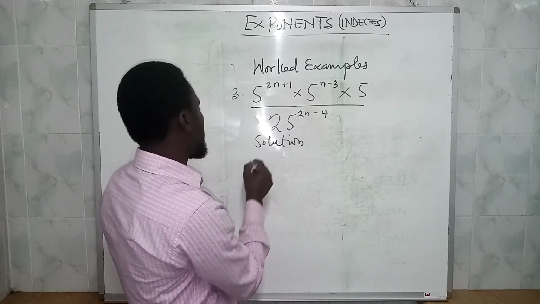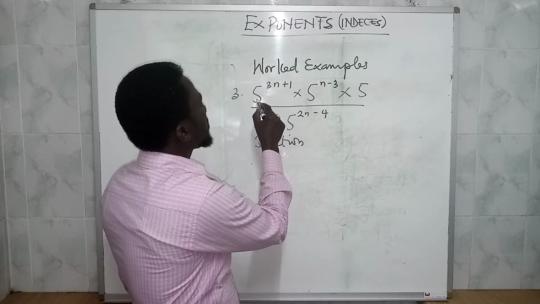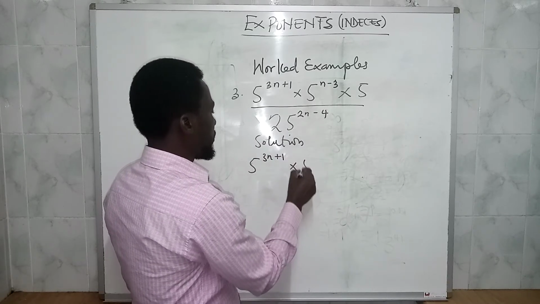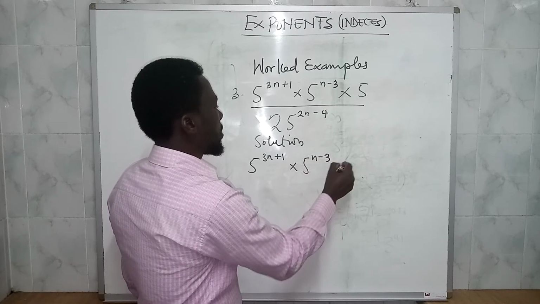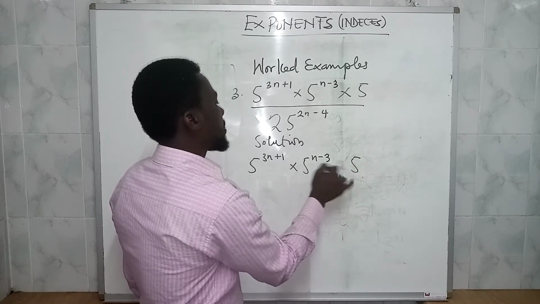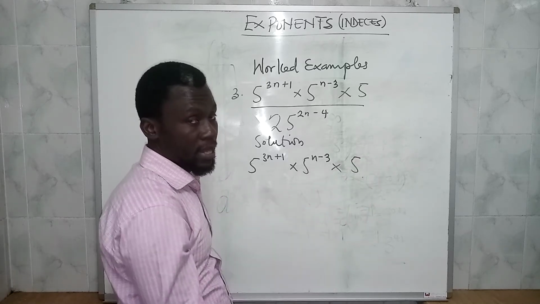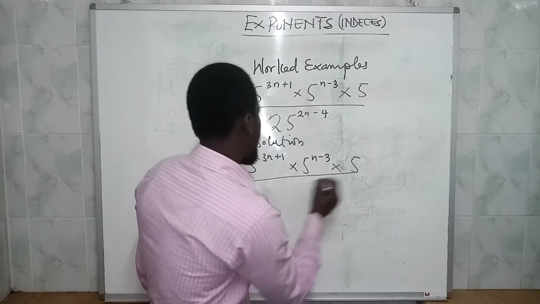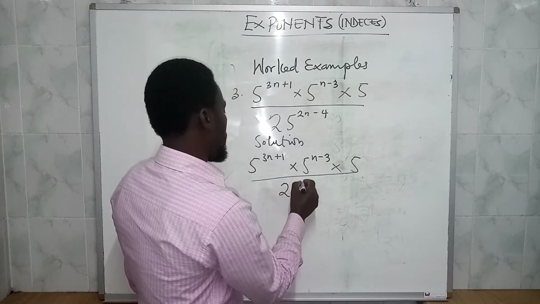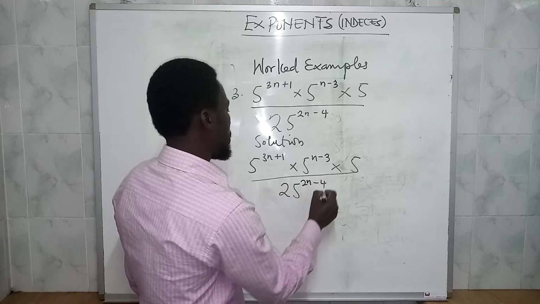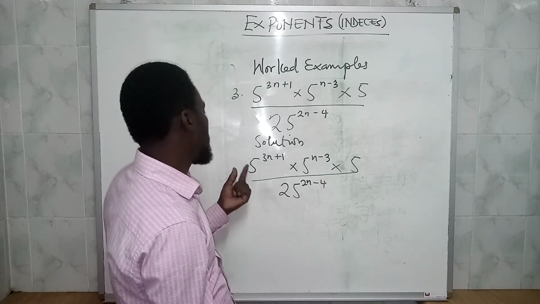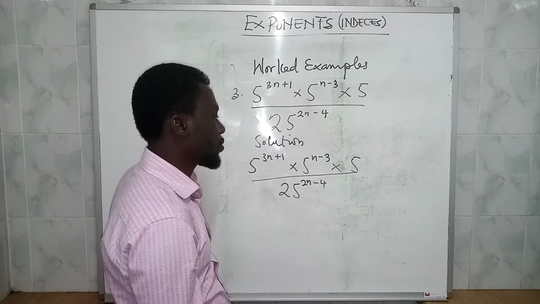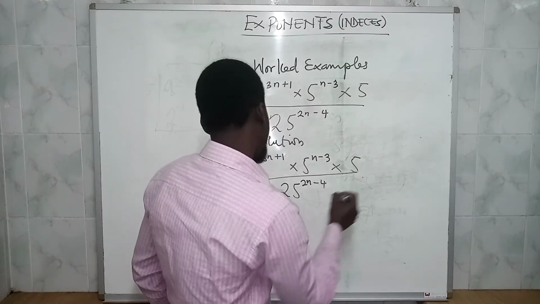We are going to look at 5. We see that there is 5 here, so we have 5 raised to the power 3n plus 1 times 5 raised to the power n minus 3 times 5. Remember that once you see this 5, it means there is a 1 there. All this over 25 raised to the power 2n minus 4. Since we have 5 here, 5 here, and 5 here, we are going to break 25 down using a base of 5.